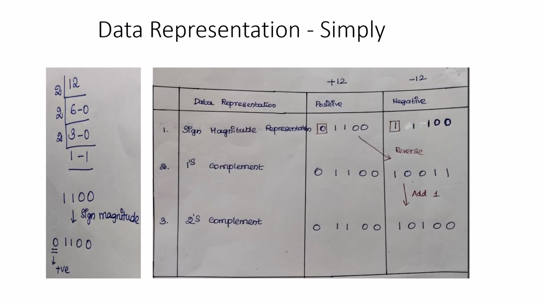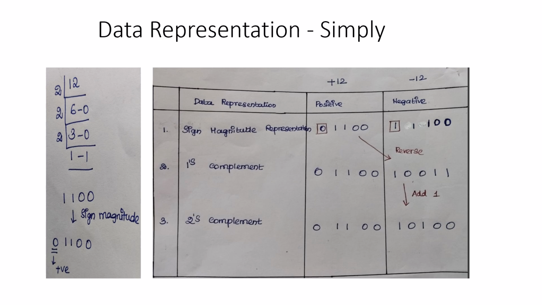Next, before getting into 2's complement, we want to know about these three kinds of data representation. The first representation is sign magnitude representation, the second one is ones complement, and the third one is 2's complement. With the sign magnitude representation, if the number is positive, we just have to check the most significant bit. A 0 means it will indicate that it is a negative number.